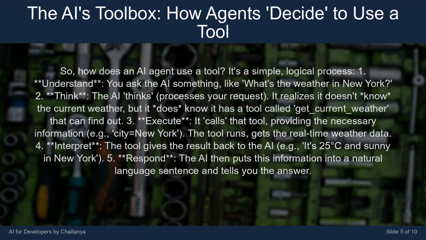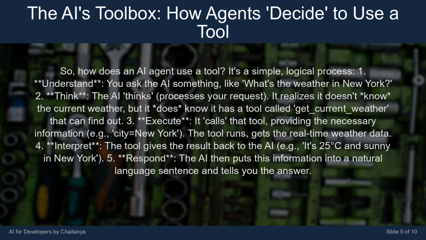So, how does an AI agent use a tool? It's a simple, logical process. 1. Understand. You ask the AI something, like, what's the weather in New York? 2. Think. The AI thinks, processes your request. It realizes it doesn't know the current weather, but it does know it has a tool called get_current_weather that can find out.